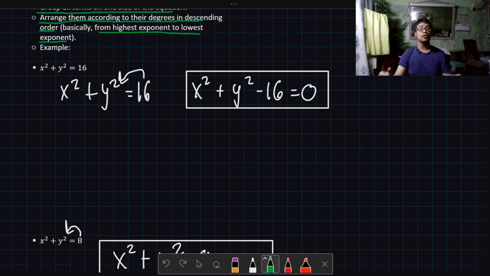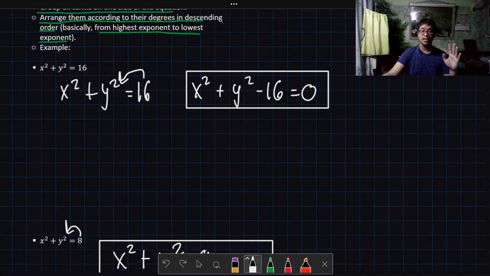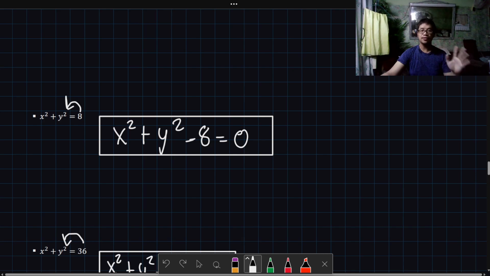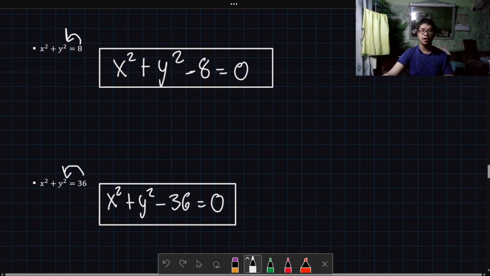When we say descending order, it means from highest to lowest. So here we have the highest exponent. We will keep that. The next one has the lowest exponent, 16. Right? 16 has a zero exponent, okay? So therefore, it shall be put last, right? So the pattern is again highest exponent, then down to the lowest, okay?